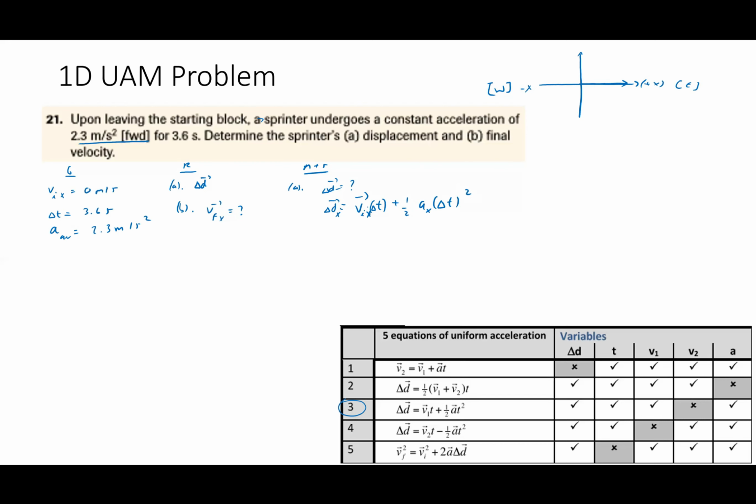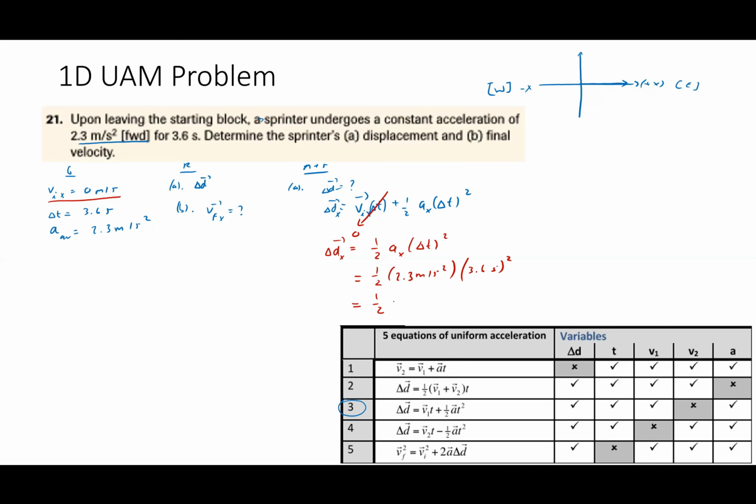And if you use this equation, you can notice that the initial velocity is 0 meters per second. So all of this is 0 because 0 times delta t is 0. So this tells us that delta d_x is 1/2 acceleration on the x component, delta t squared. And if we punch in the numbers here, you have 1/2 times 2.3 meters per second squared, and delta t squared is 3.6 seconds squared.